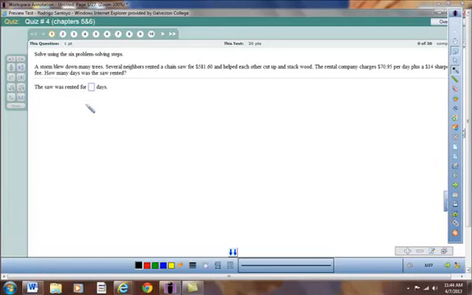Okay, so we're going to be working on quiz number 4 in order to prepare you for exam number 4. So this first problem tells us that a storm blew down many trees. Several neighbors rented a chainsaw for $581.60. And it says the company charges $7.95 per day.